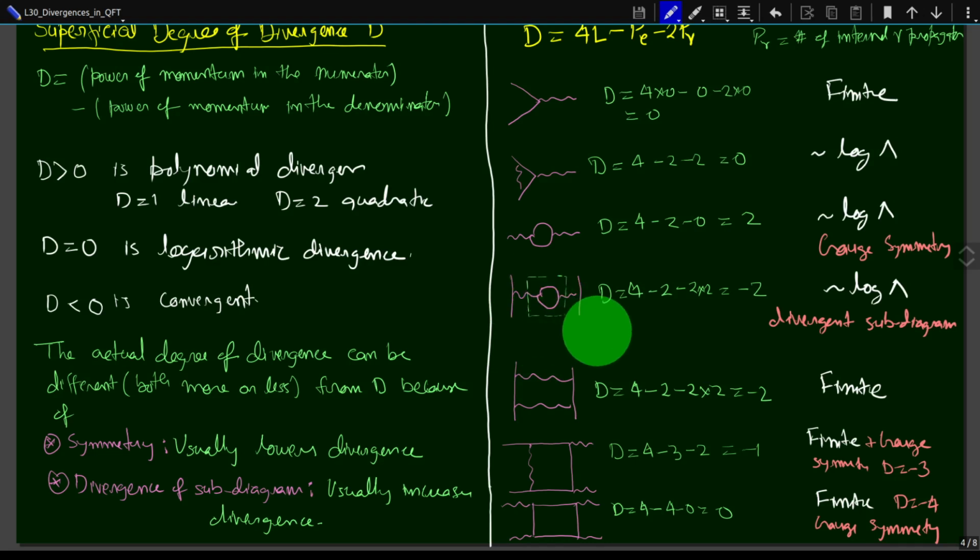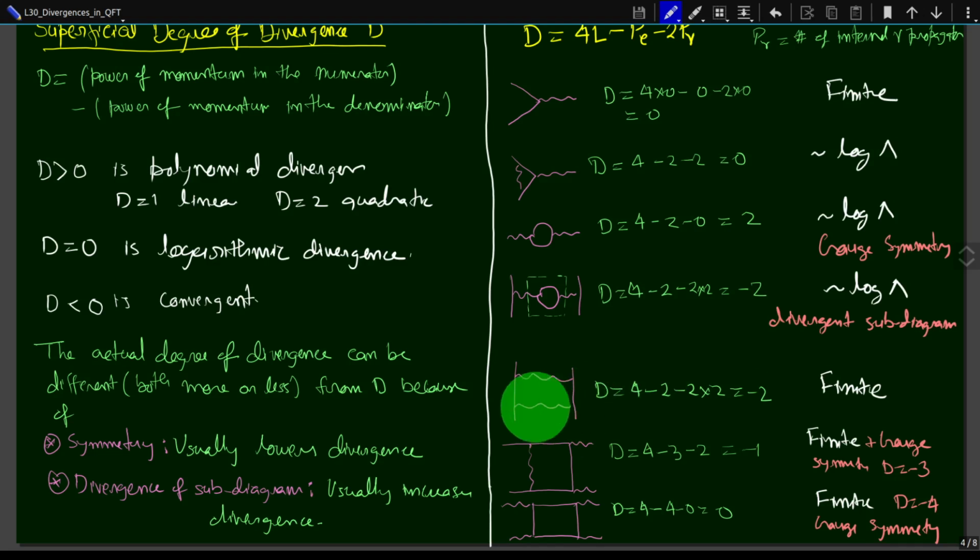So if you look at the D for the total diagram, it has 4 because it is one loop, -2 because of the 2 internal fermions, -2 times 2 because there are 2 more internal photons over here. So it's 4 minus 2 minus 4, which is -2, the superficial degree of divergence. But we know that it is actually logarithmically divergent, because it has a divergent sub-diagram over here. Okay, so this is an example of the degree of divergence being more than the superficial degree of divergence.